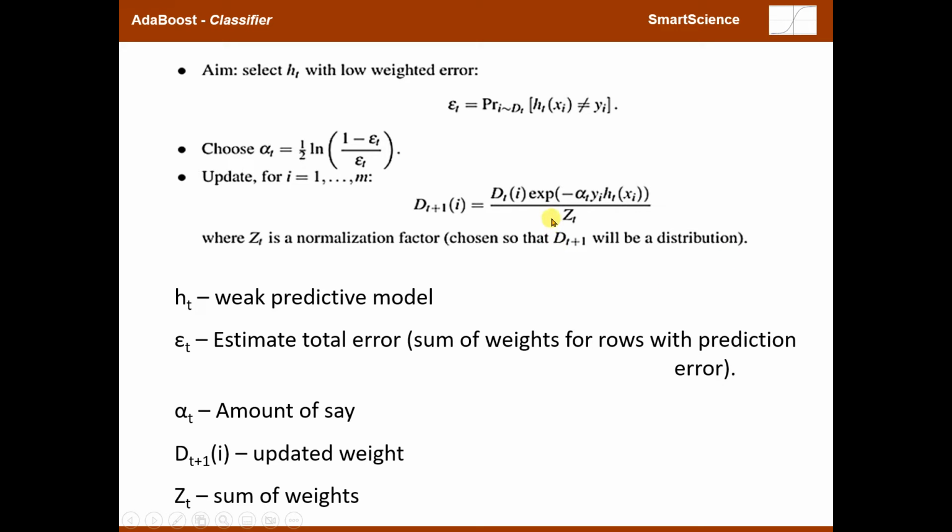Okay, and zt is a normalization factor we are using so that all these new weights will add up to 1. That is a basic requirement.